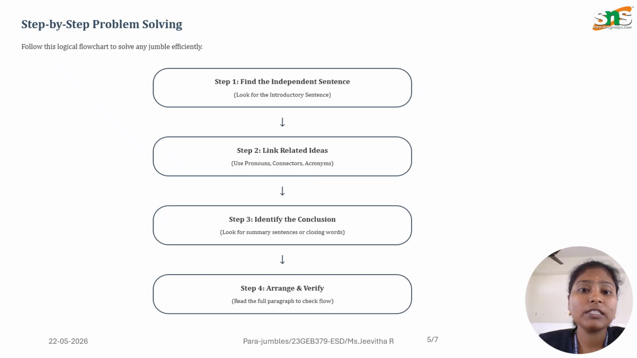When you open a verbal reasoning quiz and face a wall of text, don't try to solve it all at once. Follow this beautiful four-step flowchart. Step 1, find the independent sentence. Step 2, link related ideas. Step 3, identify the conclusion. And fourth one is arrange and verify. This is the correct order. Think of this like assembling a puzzle. Find the frame first, match the internal patterns, and review the final picture. Let's do a live activity together on the next slide.